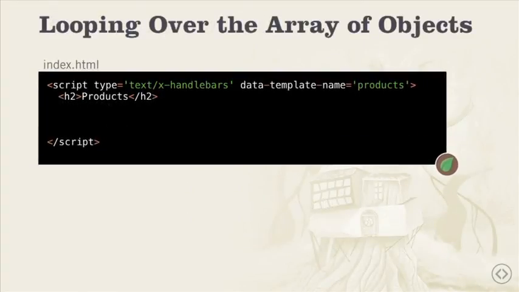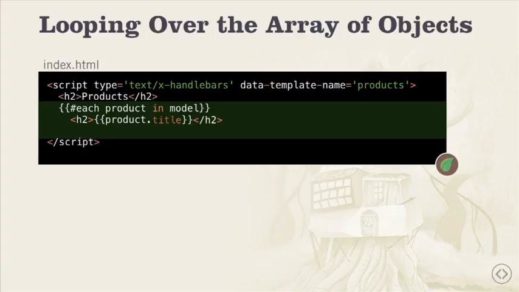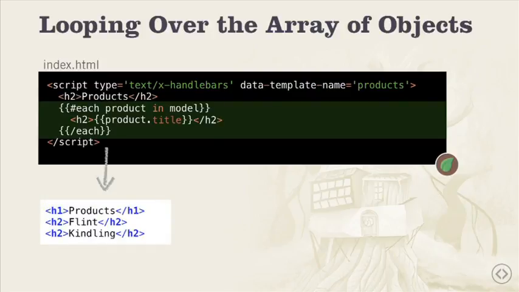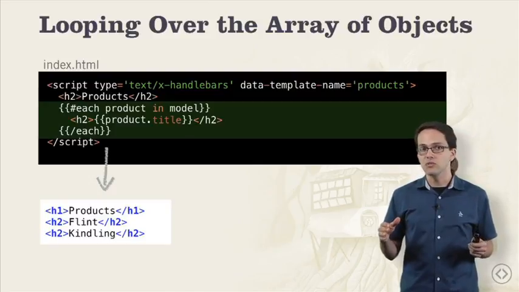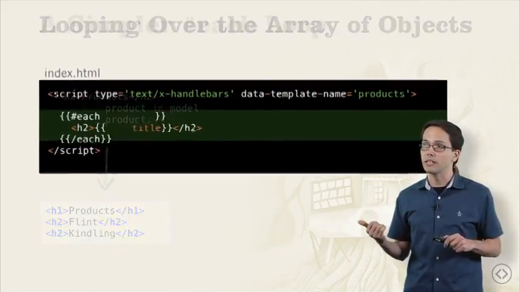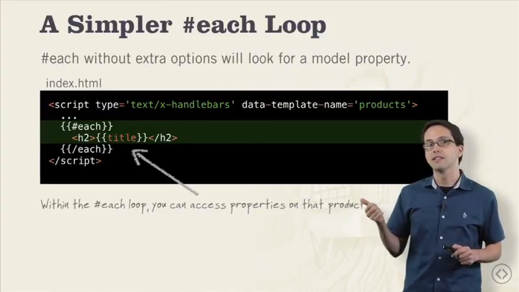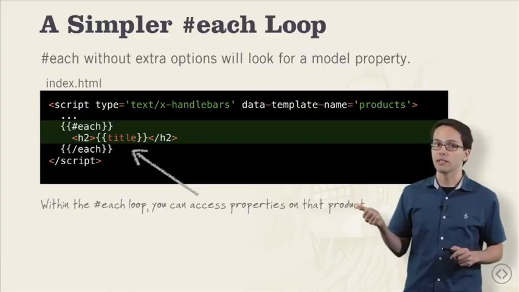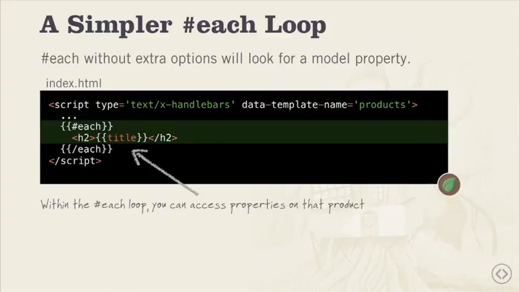To loop using handlebars, we could say each product in model, and then inside there specify product.title. In this case, it would loop through each item in the model array and print out the product title. It would look something like this. There's a simpler way to write this because our template knows that our data is inside of our model property. We can simply write each, and inside each specify the properties from the product that we want to print out. And our template knows what we're talking about.